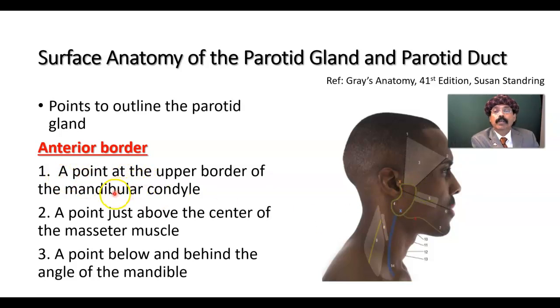How can you identify the mandibular condyle? If you ask the patient to open the mouth and palpate the temporomandibular joint area in front of the tragus, you will find the upper border of the mandibular condyle. How can you identify the masseter muscle? If you ask the patient to clench the teeth, the masseter muscle will be prominent and taut. We can get the point just above the center of the masseter muscle.